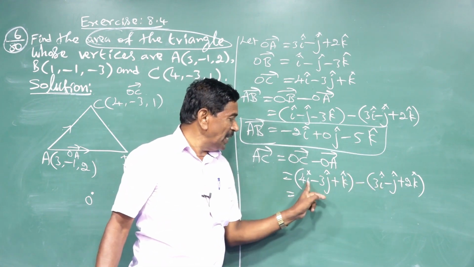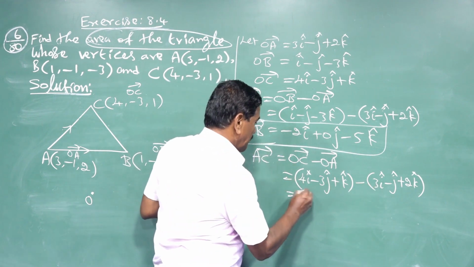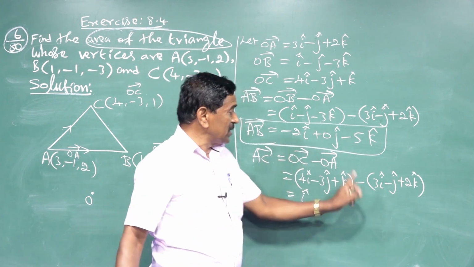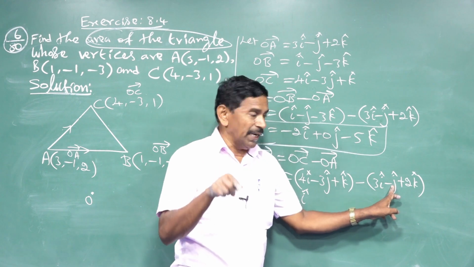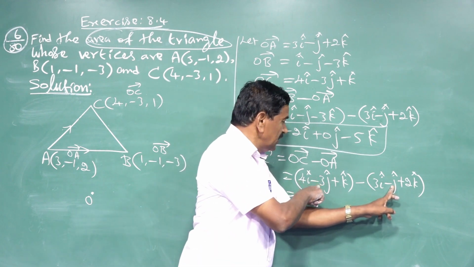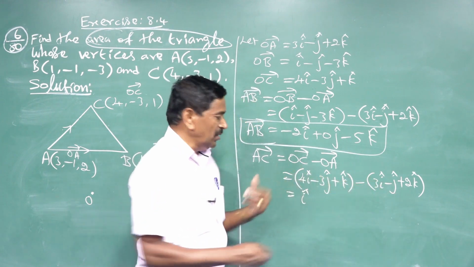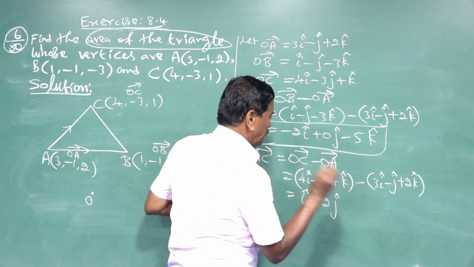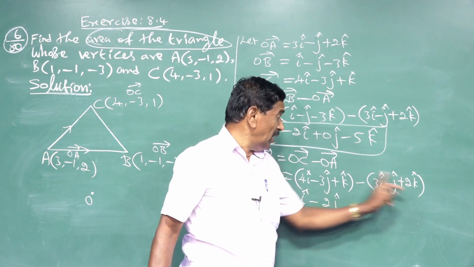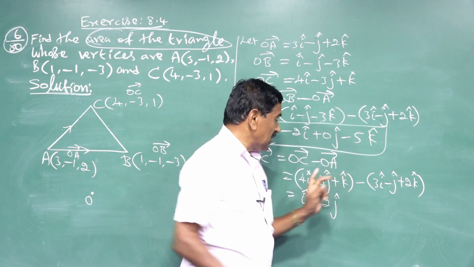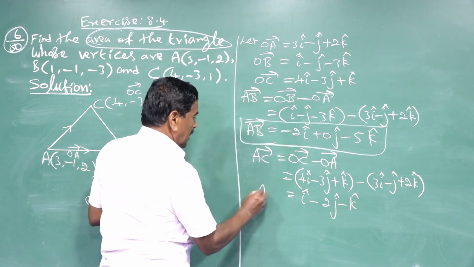Now simplify yourself. Minus is going to multiply inside. Minus 3i plus 4i, so 4i minus 3i, which is equal to i cap. Next, minus into minus is plus j, here minus 3j, so plus j minus 3j. What is your answer? Minus 2j. Next, minus 2k, minus going to multiply inside: minus 2k plus k, which is equal to minus k. It is AC vector.